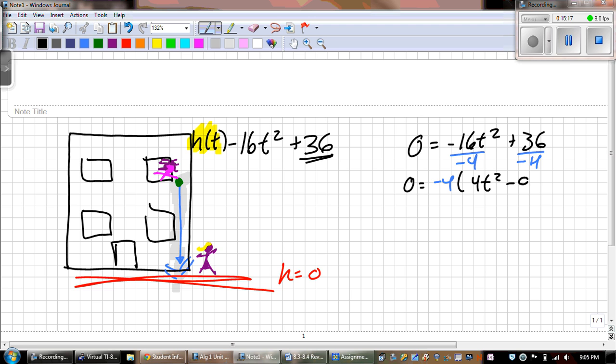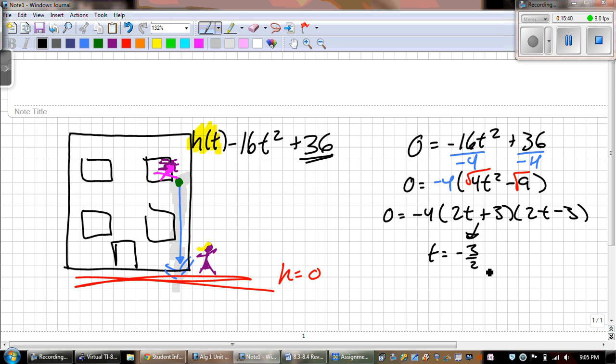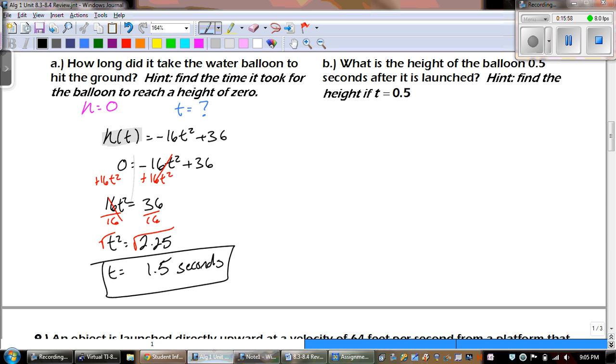We're left with 4t squared minus 9. Well, guys, that's the difference of two squares. So we have 0 equals negative 4 times 2t plus 3 and 2t minus 3. If we solve each one of those, we get t equals negative 3/2, or negative 1.5, and t equals positive 3/2, or 1.5. Just like we said, we can't have negative time, so our answer is the positive 1.5. And that's the other way to do the problem.